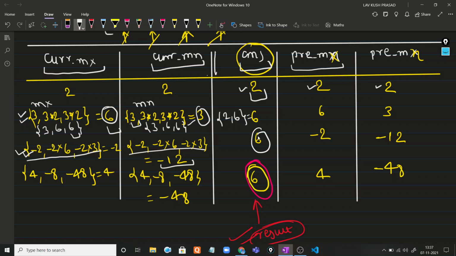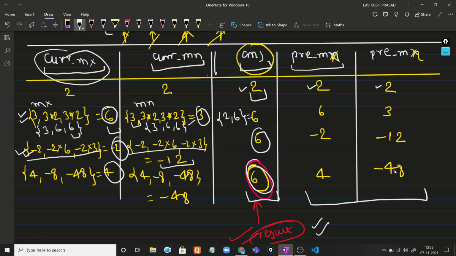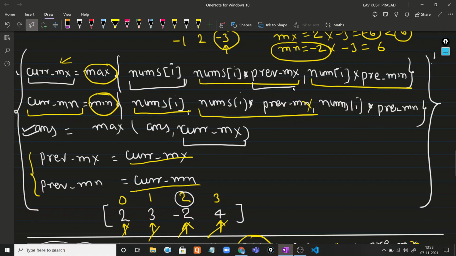But in the answer we only store the max result of current max. So here the value of current max is 6, minus 2 and 4, so the overall answer is the maximum out of those values of current max. So the overall result is 6, and this is our required answer. Every time we update the previous max and also the previous mean, such that we can use them in this formula to find the current max and also the current mean.